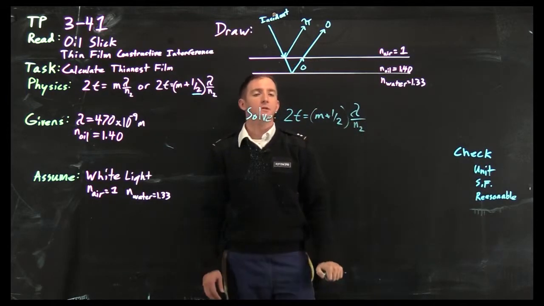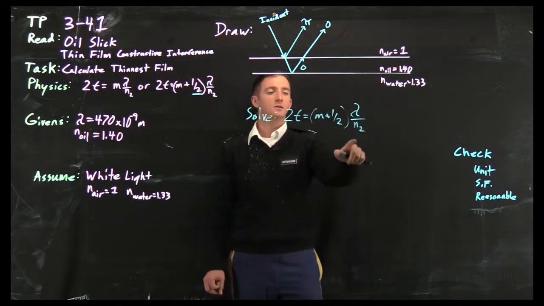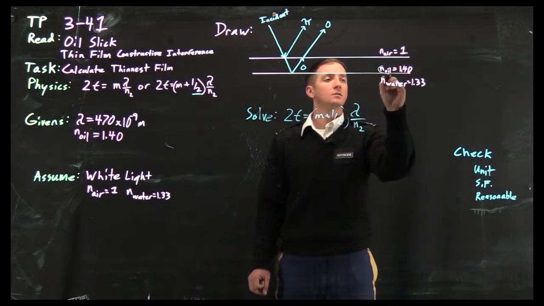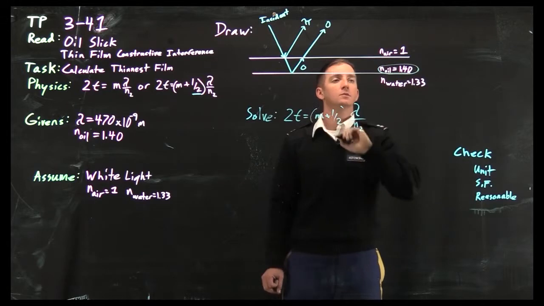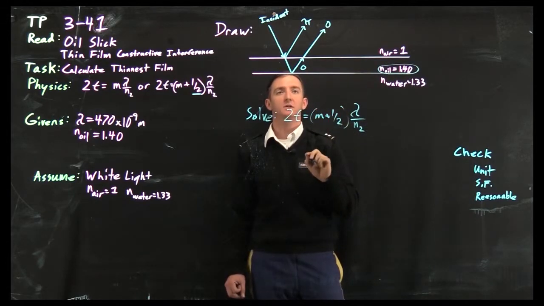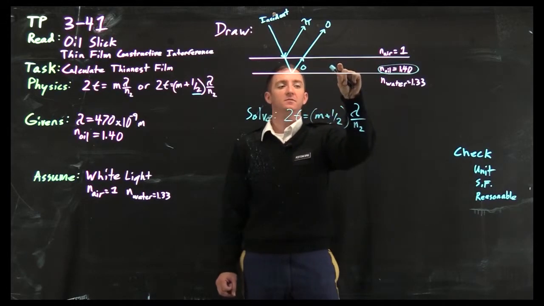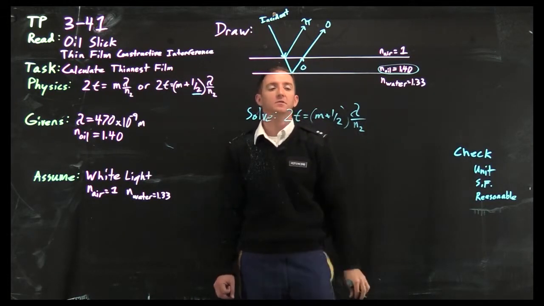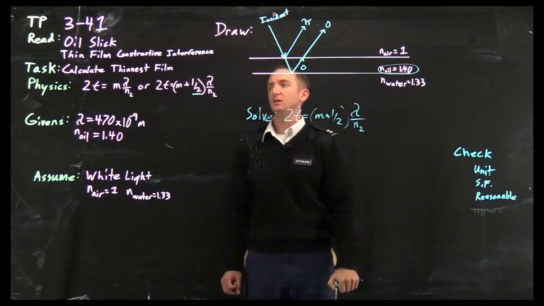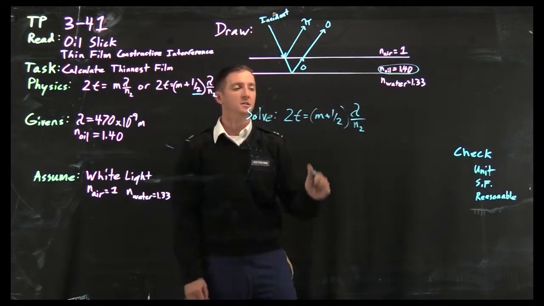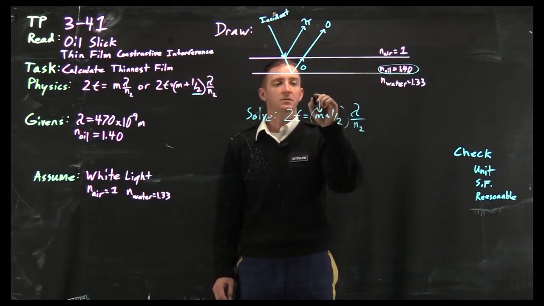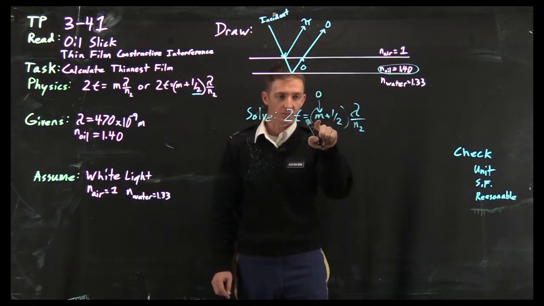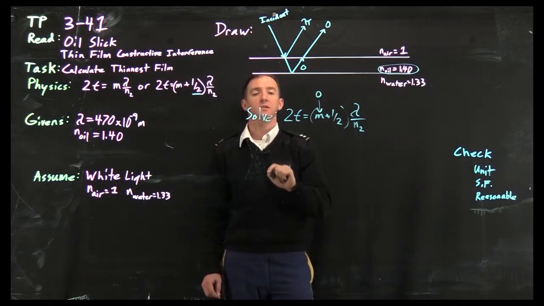A couple of things worth looking at in this equation. N2 is the index of refraction of the actual oil, of the thin film. It accounts for the change in wavelength of the light inside of the film. The other part of the question says we need the thinnest. The thinnest would be when M is as small as possible. In this situation, we can put 0 into this equation. That would be the thinnest film.